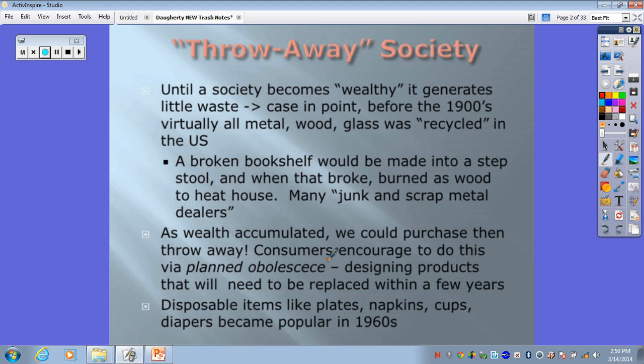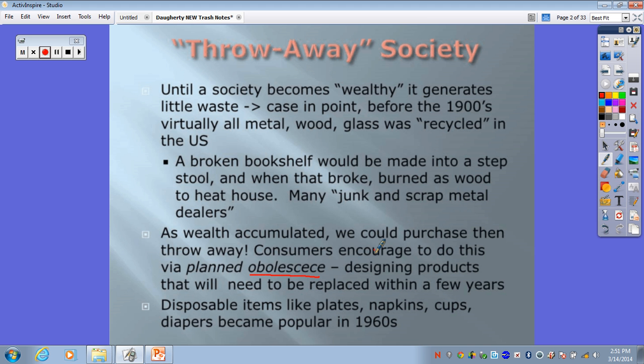Consumers are encouraged to do this via what's called planned obsolescence. I totally botched this word, and I don't know why spell check didn't catch it. Planned obsolescence is the idea of designing products that are going to need to be replaced within a few years. And that's kind of the way that life functions now.